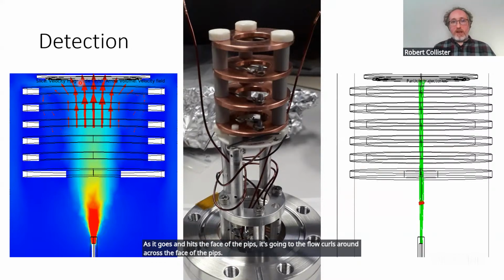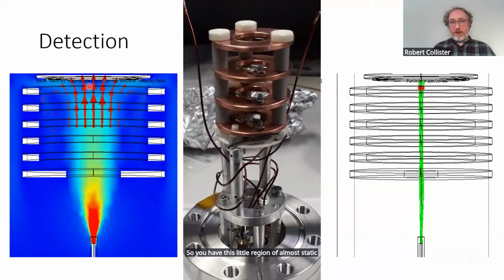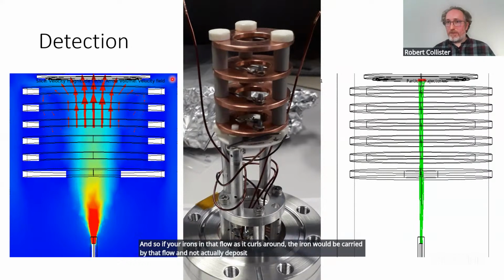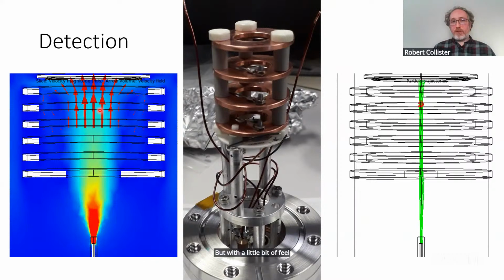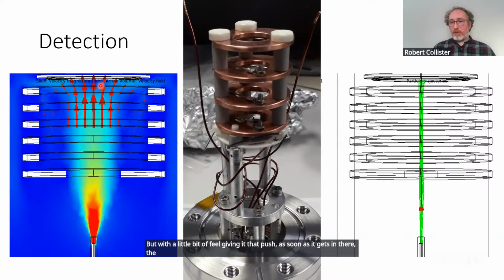And so you have this little region of almost static xenon gas in front of it. And so if your ion is in that flow, as it curls around, the ion would be carried by that flow and not actually deposit onto the surface of your PIPS. But with a little bit of field giving it that push, as soon as it gets in there, the electric field pushes it the last little ways, and then it absorbs onto the surface of the PIPS and sits until it decays. So that's what we can see the animation of here.